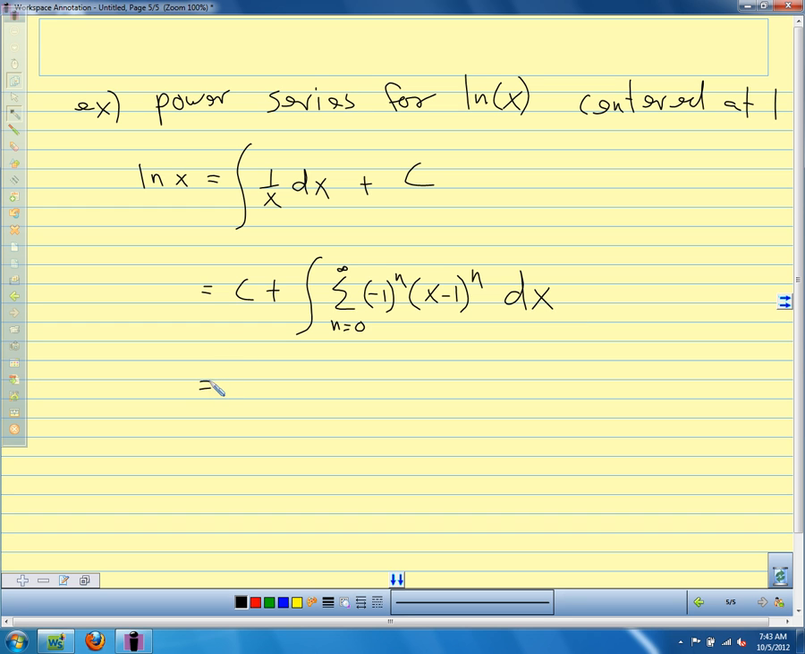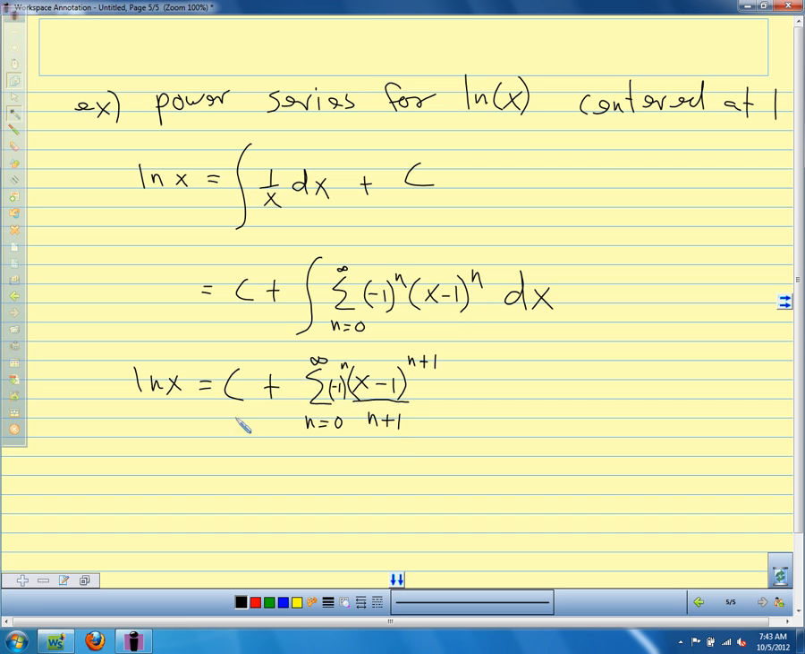And when I take this integral, I get that my natural log is my constant plus the sum, n equals 0 to infinity. The only thing that my integration is with respect to x, so it only affects this term. So I get (x minus 1) to the n plus 1, over n plus 1, and we get a (minus 1) to the n here. That stays in there. So I just integrated with respect to x. And there's my power series for natural log of x.